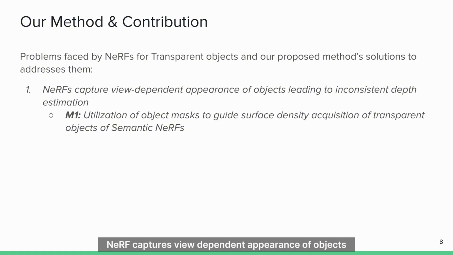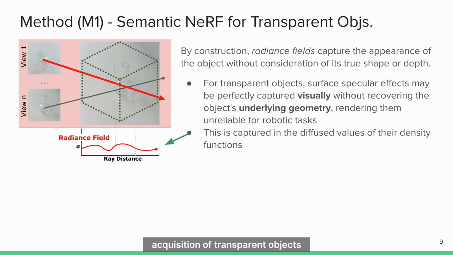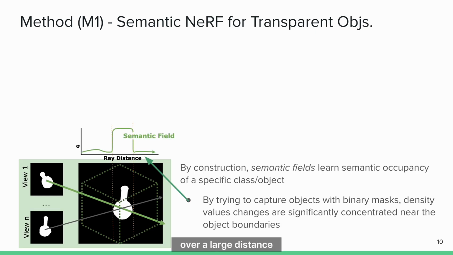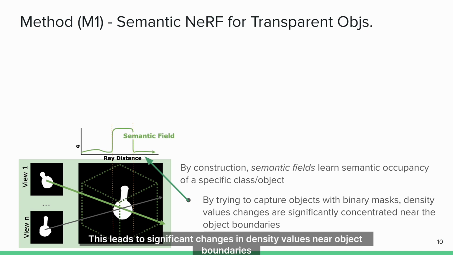Firstly, NeRF captures view-dependent appearance of objects, leading to inconsistent depth. We propose the use of semantic masks to guide surface density acquisition of transparent objects. By construction, radiance fields capture the appearance of the object without consideration of its true shape or depth. For transparent objects, as their appearance is dependent on the scene behind them, their density values are often distributed over a large distance. Semantic fields, however, capture semantic occupancy of the object in 3D. This leads to significant changes in density values near object boundaries.